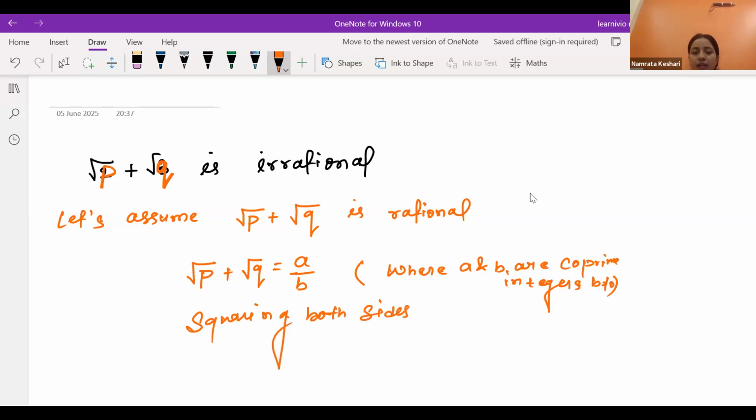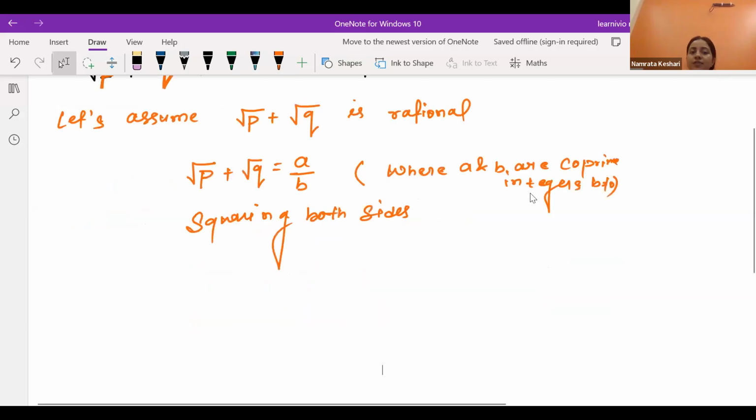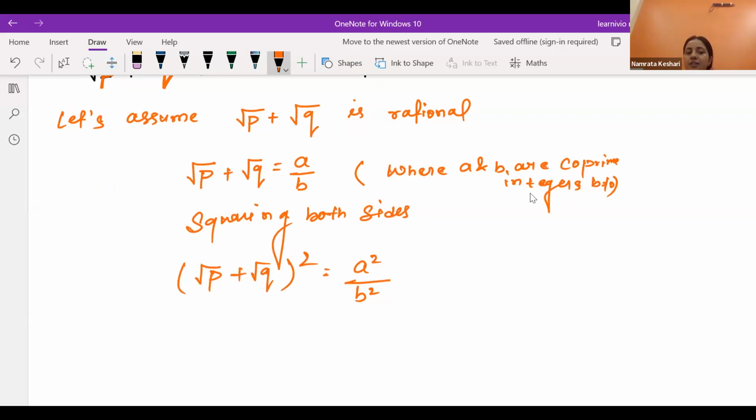Once you square both sides, the left side will be (root p plus root q) whole square, and the right side will be a square by b square. That means let's do the squaring. You will be getting just p plus just q plus 2 root p root q. That is a square by b square. Any confusion so far?